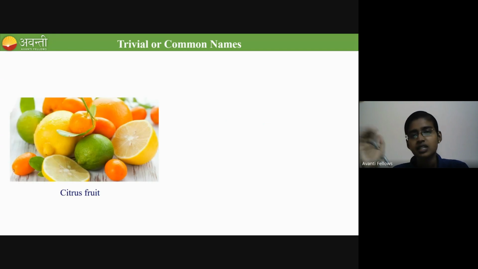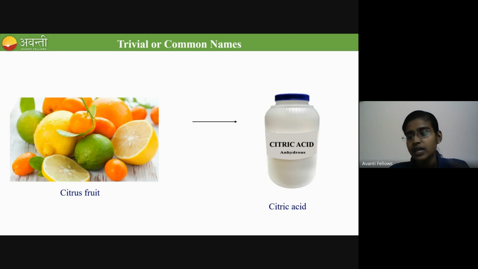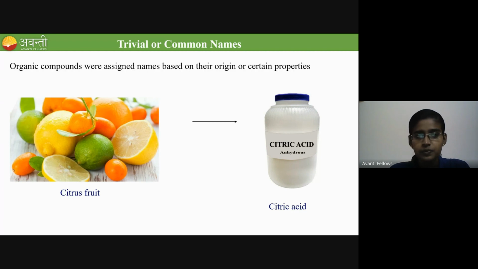So where does the common name come from? You can see a picture on the screen, right? They are citrus fruits. The chemical which is present in that particular citrus fruit is called citric acid. The name citric acid is derived because the fruits are citrus in nature. Got it? Organic compounds were assigned names based on their origin or certain properties. So the name citric has its origin from the name citrus.